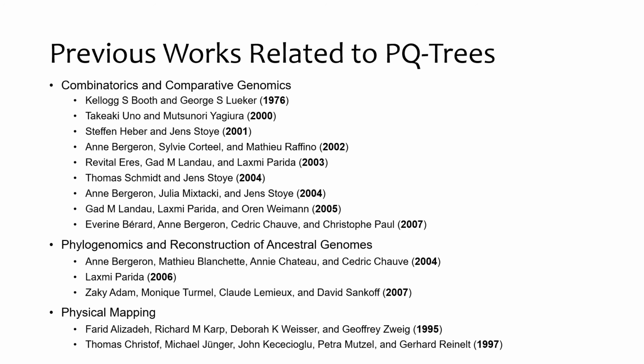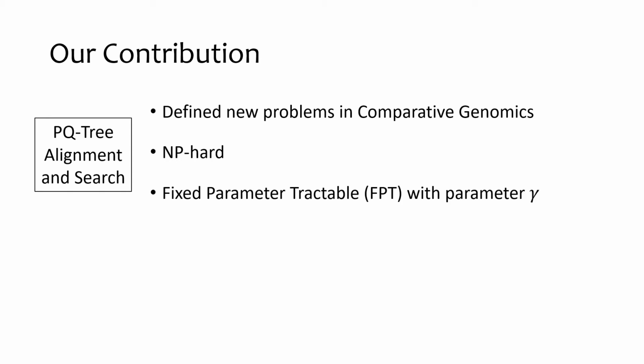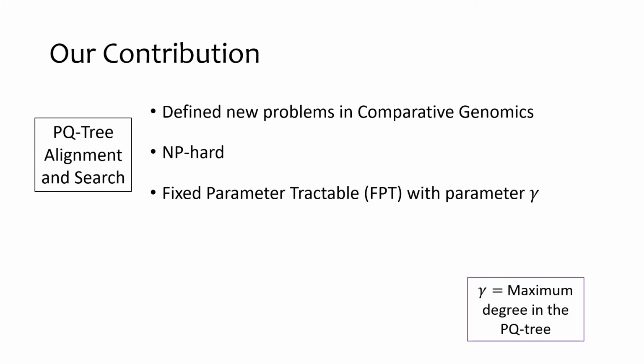There are previous works that describe efficient algorithms on PQ trees. For example, PQ tree construction, reconstruction of ancestral genomes, and physical mapping. However, we do not know of any previous work that used PQ trees for alignment or search. So here is our contribution. We defined new problems in comparative genomics, PQ tree alignment, and PQ tree search. We proved they are NP-hard, and we proved they are each fixed parameter tractable, FPT, with the parameter gamma. Here, gamma is the maximum degree of a node in the PQ tree.